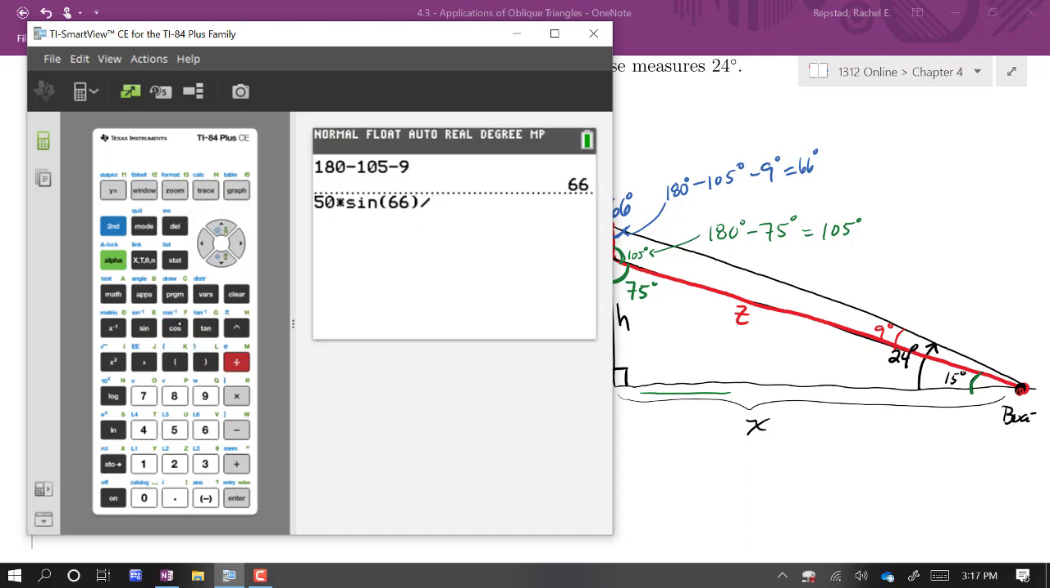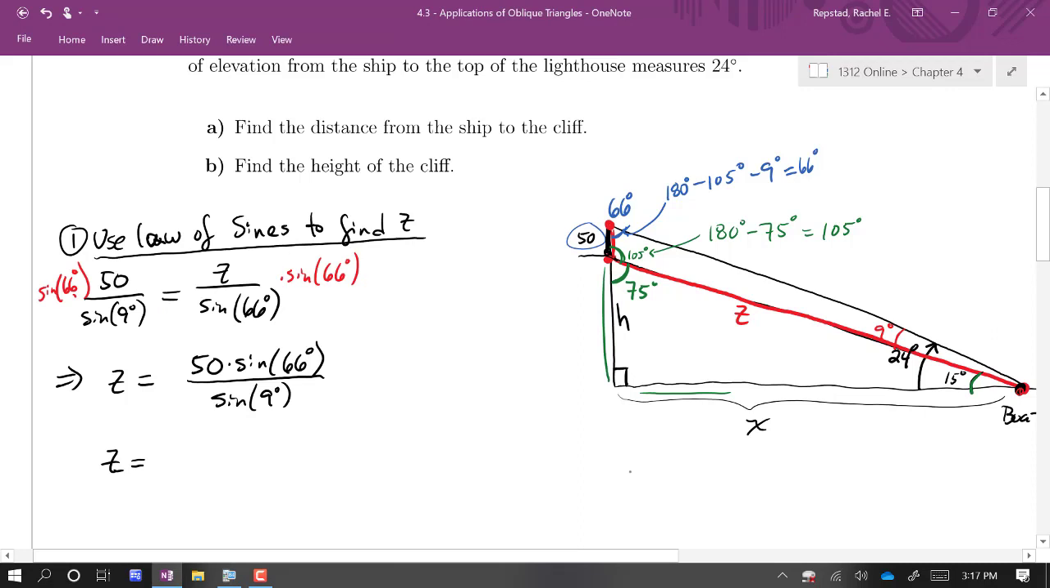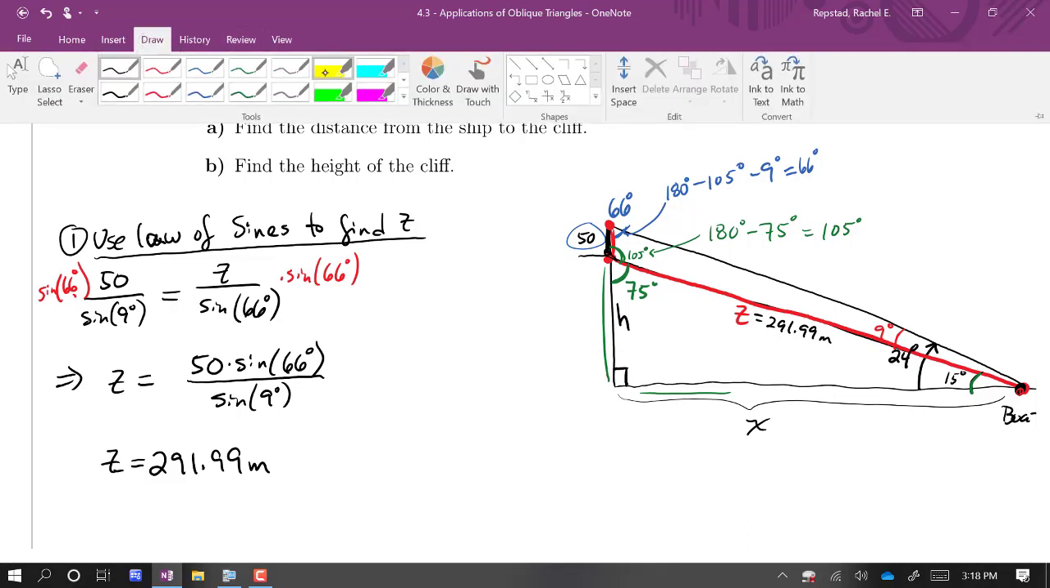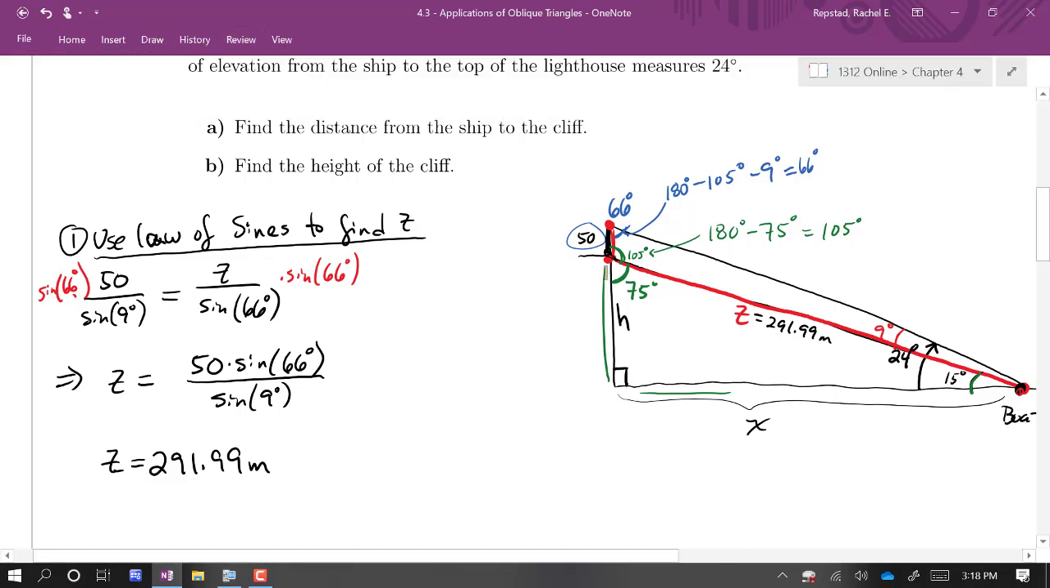Closing out the sine function before I divide by sine of 9 degrees, closing out the sine function, we get 291.99 meters. Okay, so I know this side. Now we're in a position where we can just solve this right triangle right here.